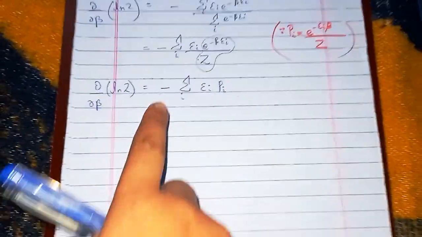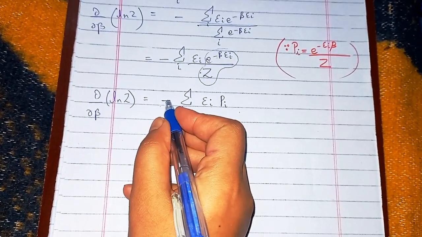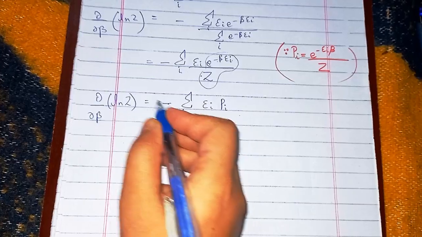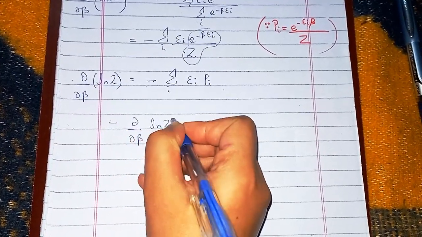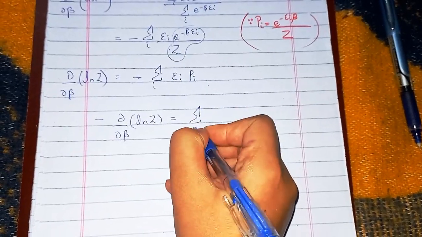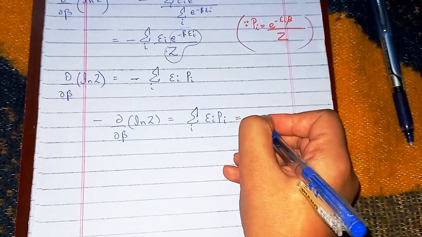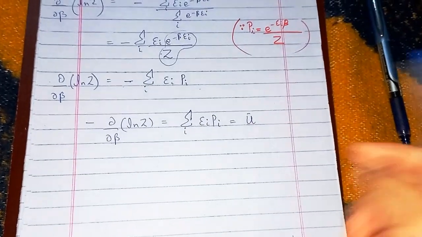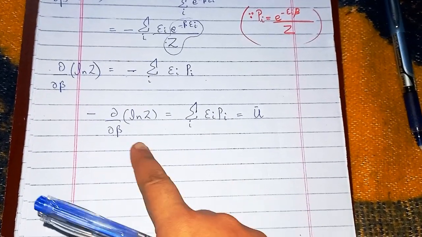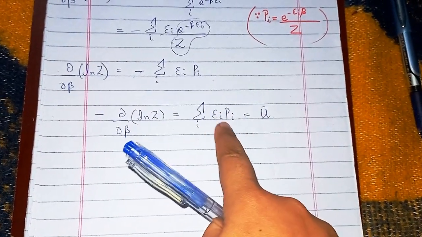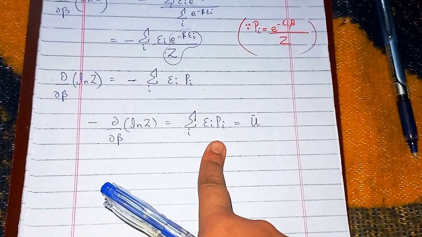Next, we can actually take this negative sign to this side. So instead of writing here, we can write it here as well: minus partial by partial beta of natural log of z equals summation ei pi, and that is actually the definition of average energy. Average energy is obtained by multiplying the energy with this probability and summing it over all the possible states. This is the formula for average energy. So hence we have proved the first relation.